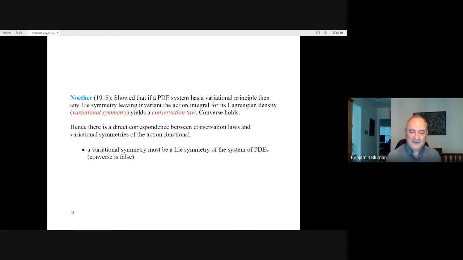This is quite remarkable, that Noether, within Hilbert's group, and he made everyone work on PDEs, because Emmy Noether was a pure algebraist, actually. As well, her father was also a very well-known mathematician. Now, what one can show is that a variational symmetry must be a Lie symmetry of the system of PDEs, but the converse is false. That is, there are Lie symmetries that are not variational symmetries and do not yield conservation laws.